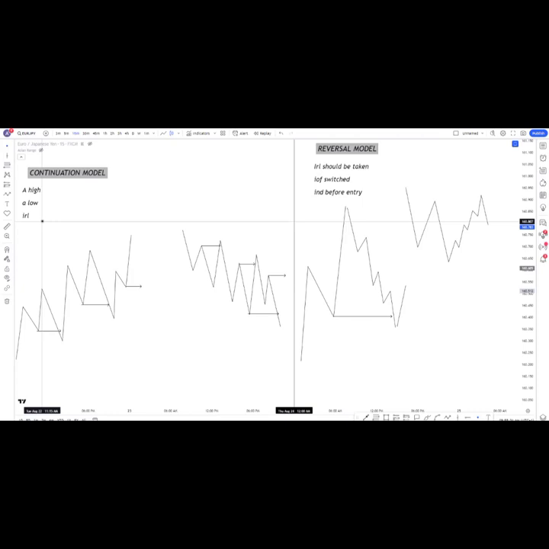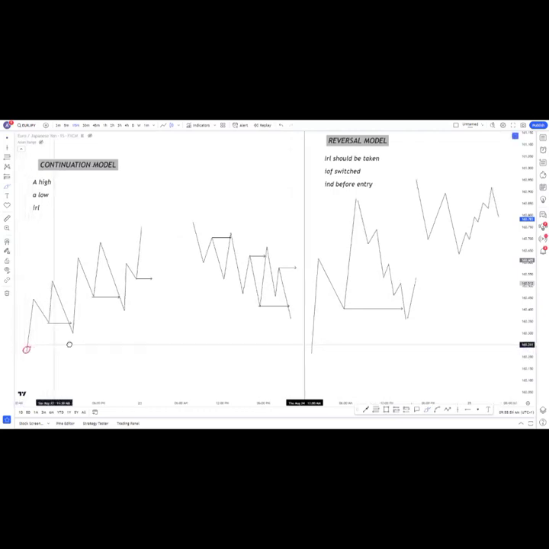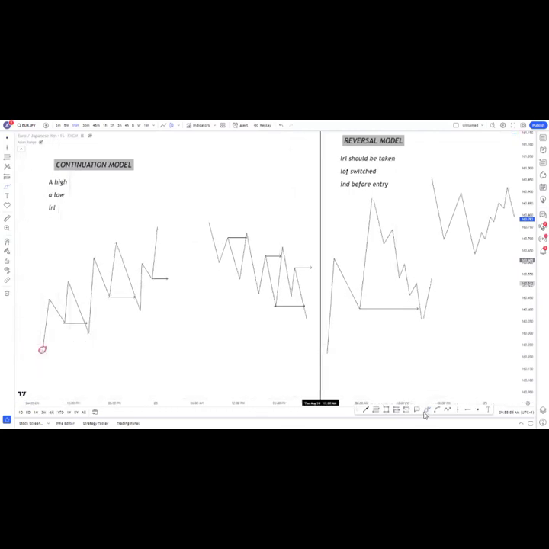In a continuation model, all you need is three things: a high, a low, and internal range liquidity. Then you take your entry, right? If price is buying, the first thing you want to wait for to take a continuation trade in a bullish market is your low. If this is our first low, what is the next? A high. This is the second high, and this was the last high that led to a breakout structure.